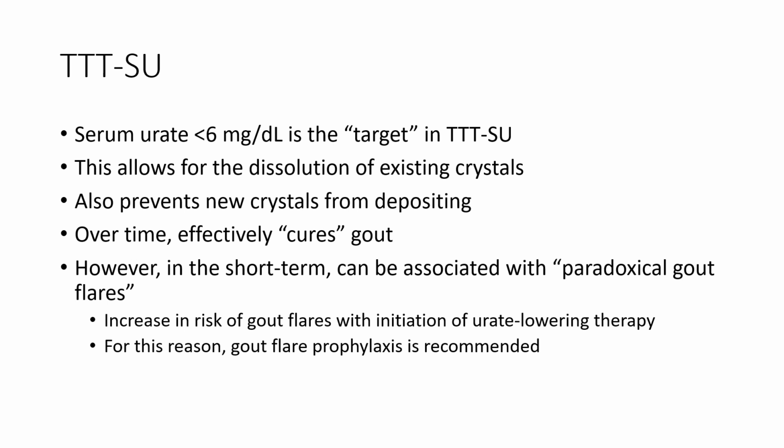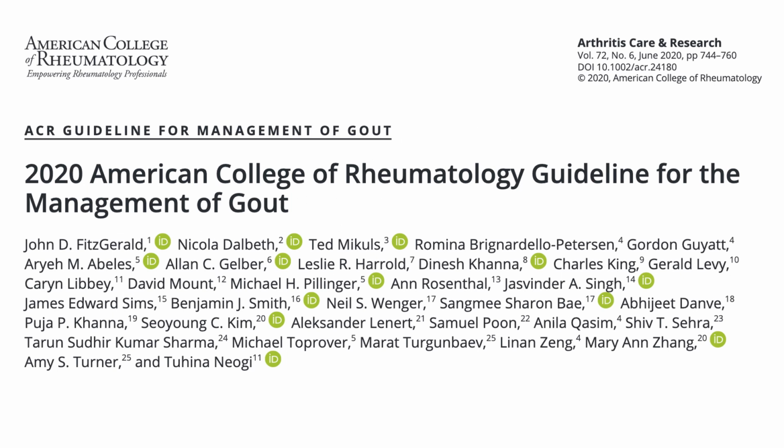However, this process in the short term can be associated with paradoxical gout flares, which refer to increased risk of gout flares during initiation of urate lowering therapy. For this reason, gout flare prophylaxis is recommended during this period, which will be reviewed in another video. The TTT-SU strategy is recommended by rheumatology specialty guidelines, including those from the American College of Rheumatology.